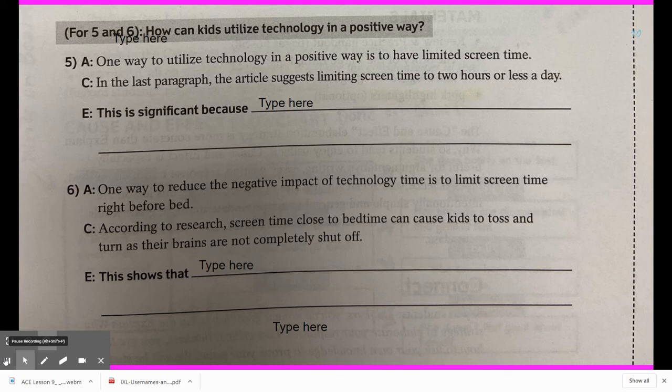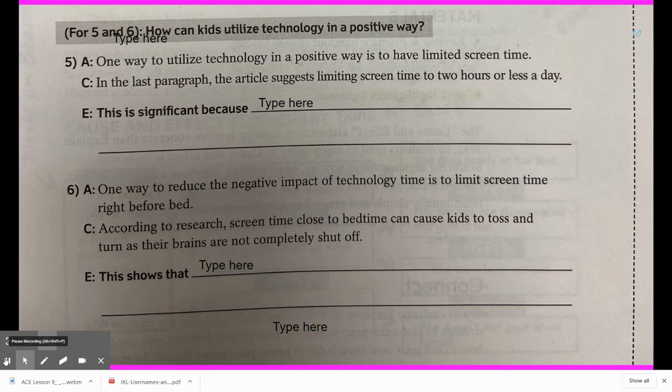Let's take a look at number 6. The ACE is one way to reduce the negative impact of technology is to limit screen time right before bed. And you see, according to research, screen time close to bedtime can cause kids to toss and turn as their brains are not completely off. This is very similar to on the previous page where it said that screen time should be limited because it affects sleep. We're going to ace our response with the elaboration and the sentence starter. This shows that. Go ahead and write yours now.